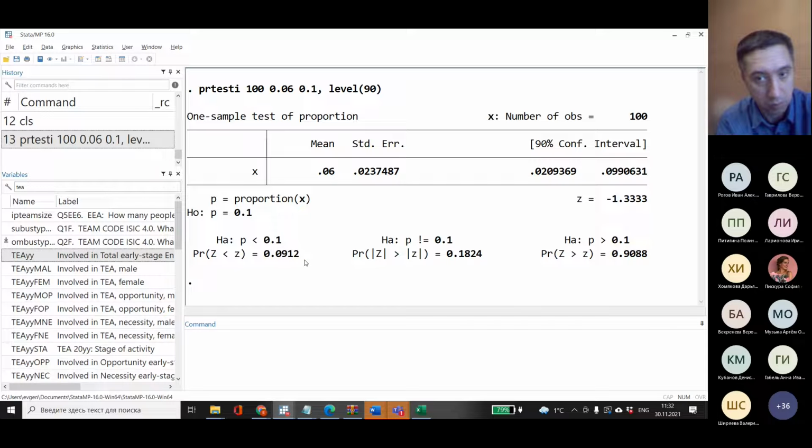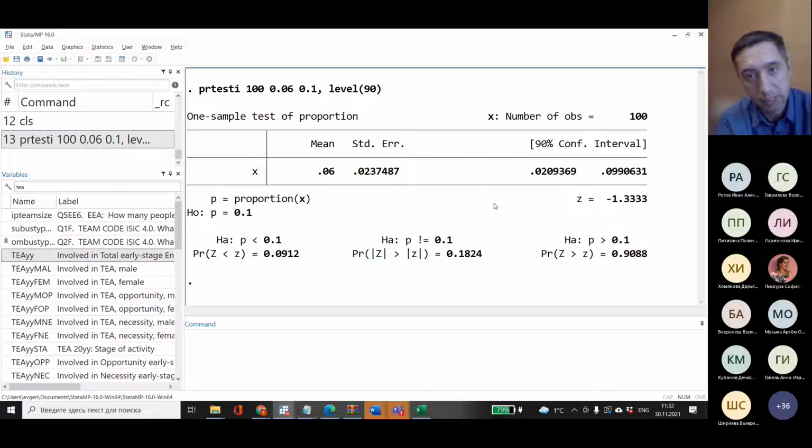But if we set another level, for example, 5% or 1%, we cannot reject the null hypothesis because our p-value is close to 0.1. For sure, if we test this alternative hypothesis, we cannot reject the null hypothesis because the p-value is large, and the same can be said about this alternative hypothesis.